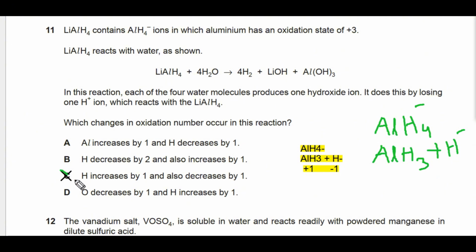So the answer will be C. Hydrogen increased by 1 and also decreased by 1. Say which changes in oxidation number. So here hydrogen is plus 1, hydride is minus 1, and hydrogen here is 0. It does so by losing one hydrogen ion, and losing one hydrogen ion means +1.